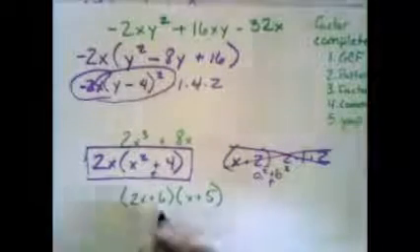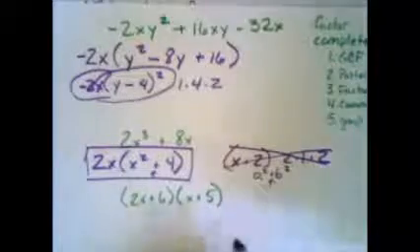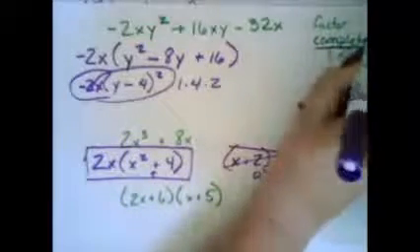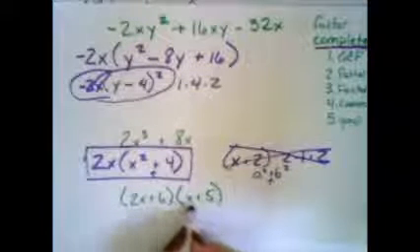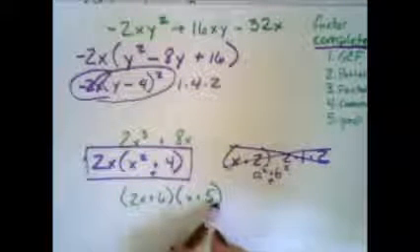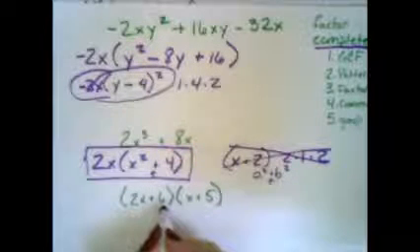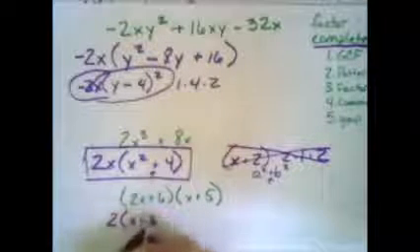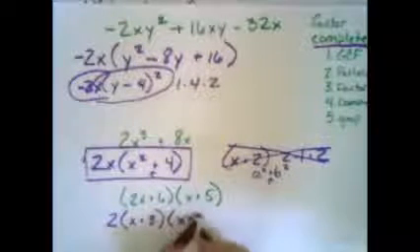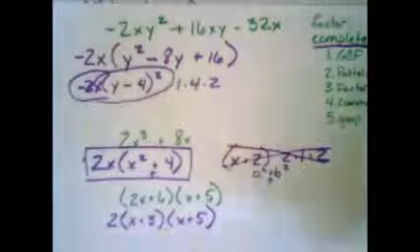Let's try another one. This one looks like it's already done. The question is, is it factored completely? So looking at this one, yes, there's nothing that x and 5 have in common, but check this out. We could actually pull a 2 out of here. So we could say 2 times x plus 3 times x plus 5. Now it is factored completely.